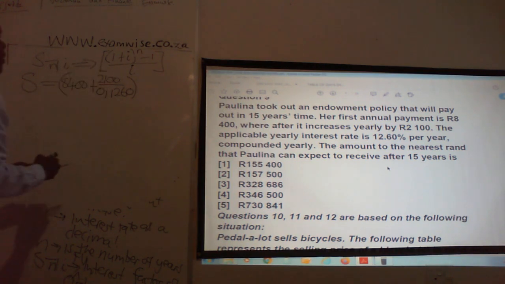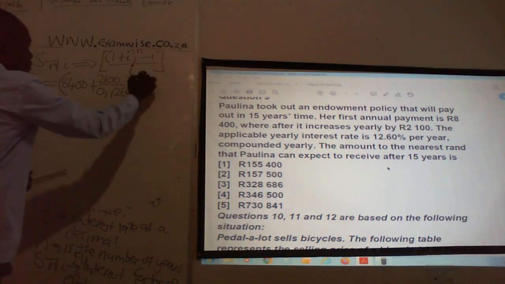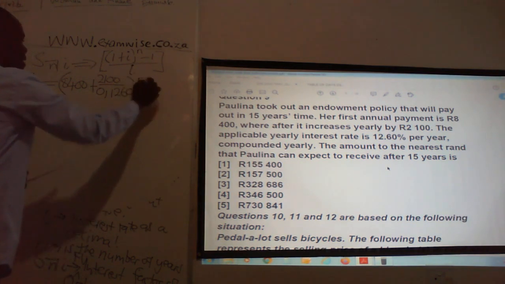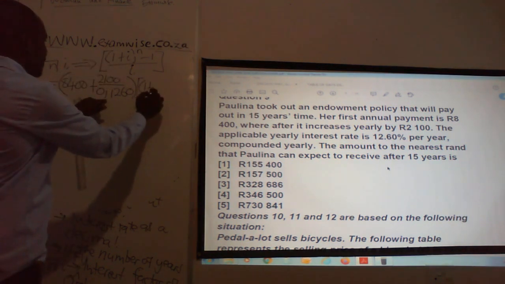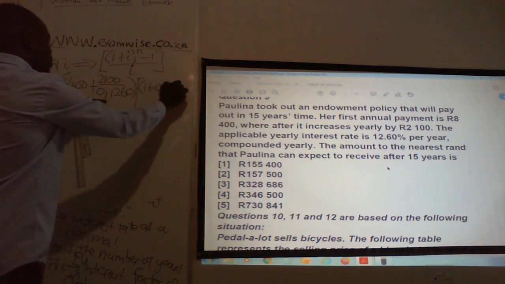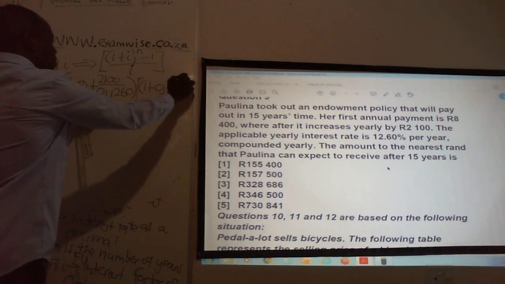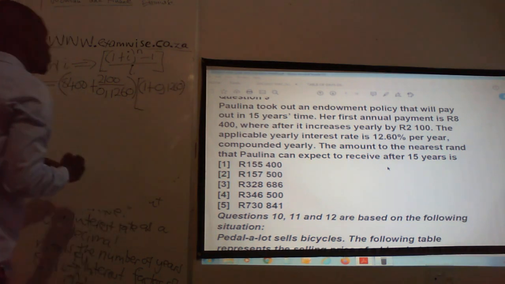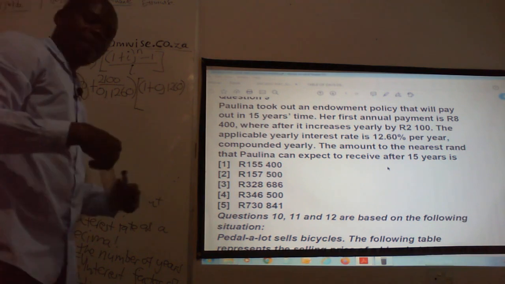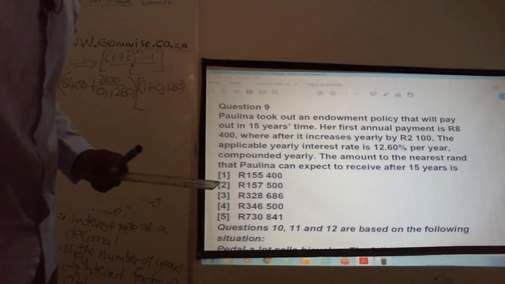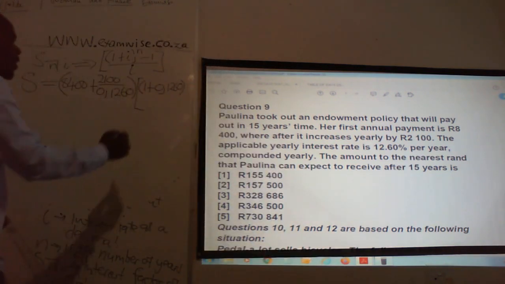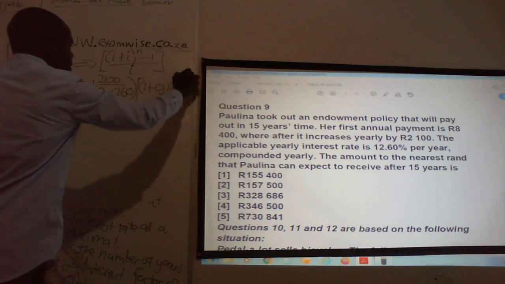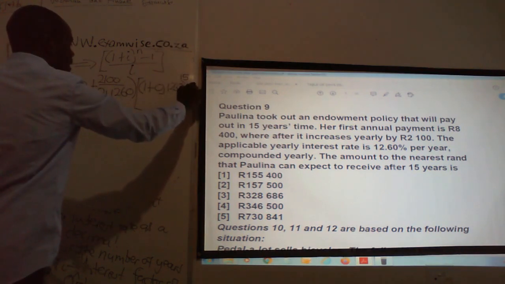Which is this one. So it means here we are opening our bracket, then we say 1 plus. Our I here is the simple interest rate as a decimal, which is 0.126. Then we say to the power of n, where n is our number of years. So here they said after 15 years, so our n is to the power 15. Then after that we said minus 1, and then we close that big bracket.